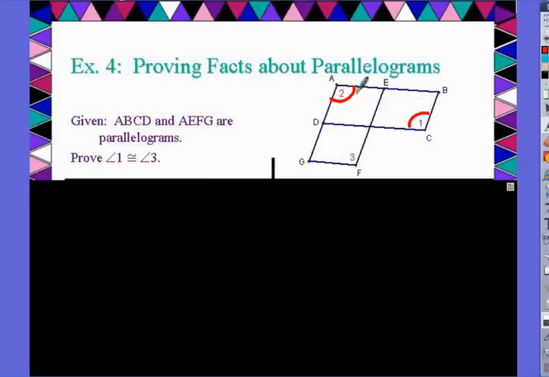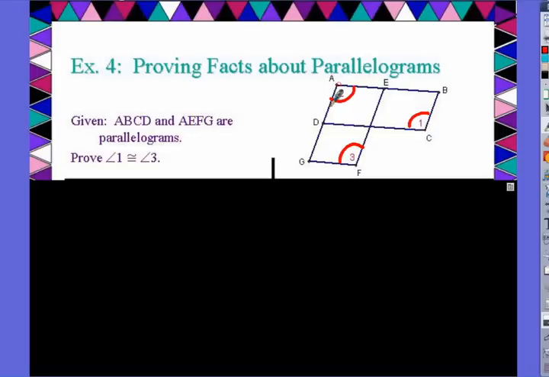Tim. 1 and 3 corresponding? 1 and 3, I don't see how they could be, but are 2 and 3 related? 2 and 3 are the same thing. They're equal. Okay, good. So in the other parallelogram, 2 and 3 are opposite angles, so they must be congruent.